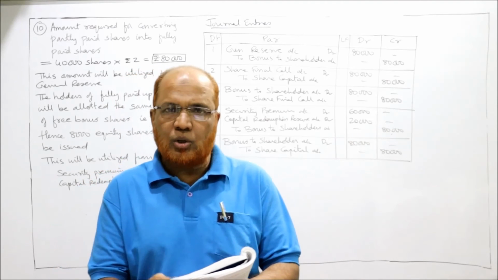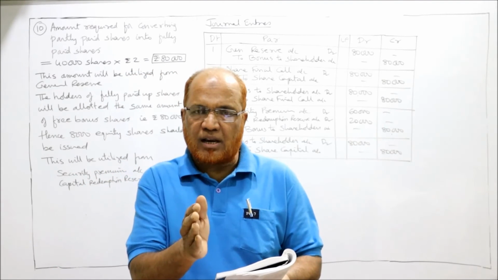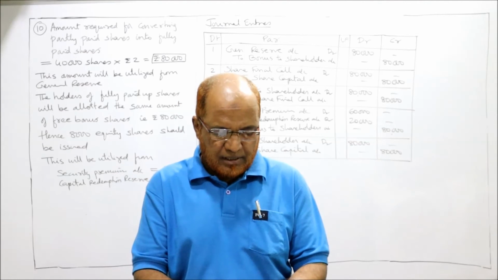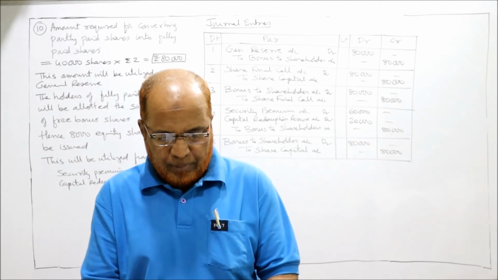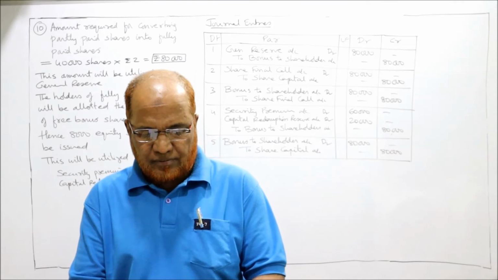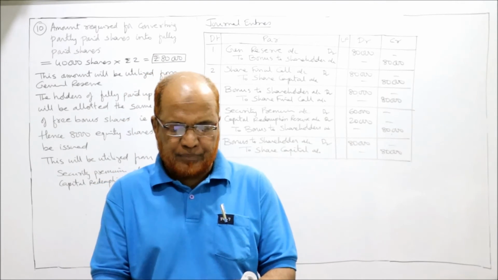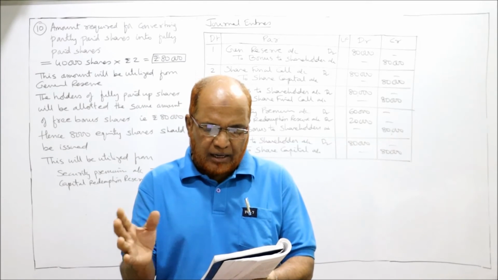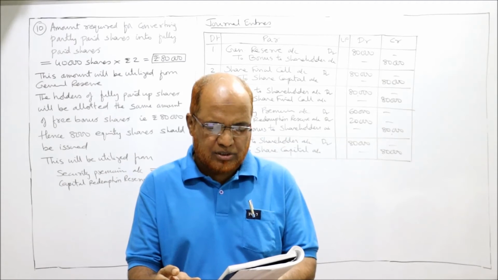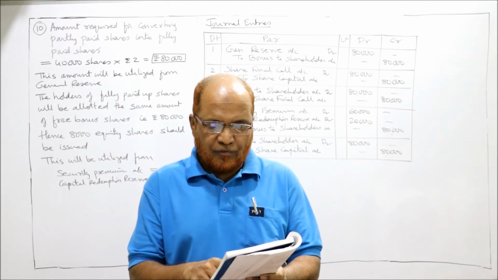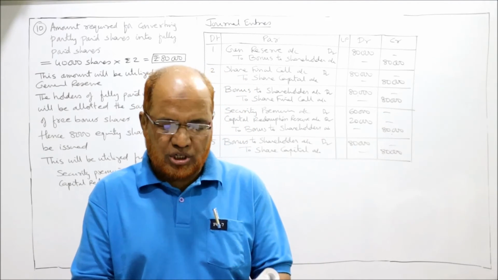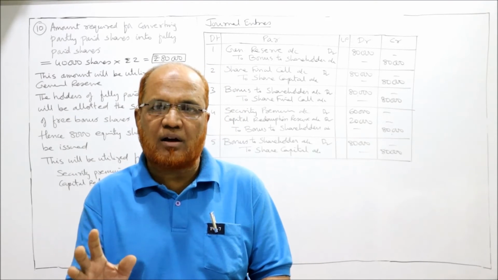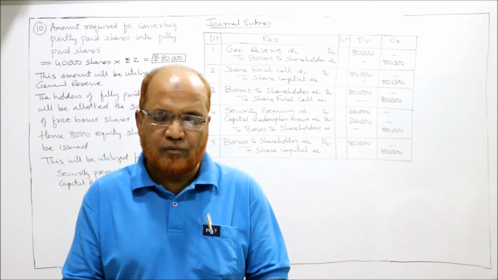Final call 2 rupees. Both are equity shares. First class fully paid, second class partly paid. It has capital reserve of 50,000, security premium account of 60,000, capital redemption reserve 1,20,000, general reserve 1 lakh. So many reserves the company is having. The company decided to convert partly paid shares into fully paid up shares. First of all, the 40,000 shares are there on which each share 2 rupees is the unpaid amount. So 80,000 rupees we require for converting partly paid into fully paid.